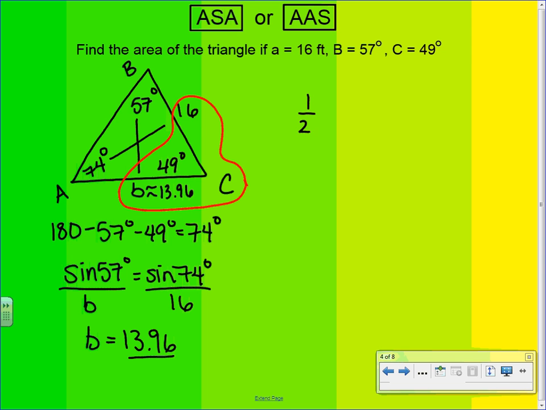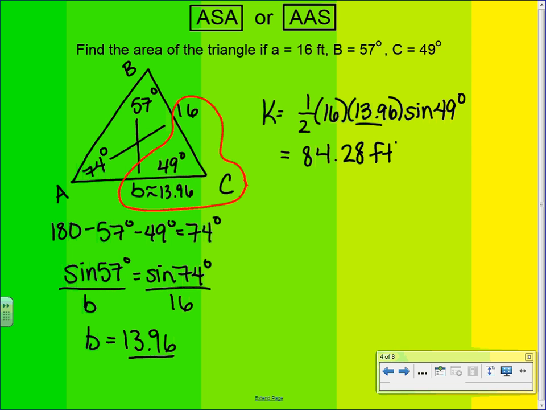So it's going to be 1/2 side, side, approximately, times the sine of the angle between them. So 1/2 times 16 times, in my calculator, instead of 13.96, I'm using the previous answer, times sine 49. And I get 84.28. And let's see, this was feet. So I'm going to label it feet squared.